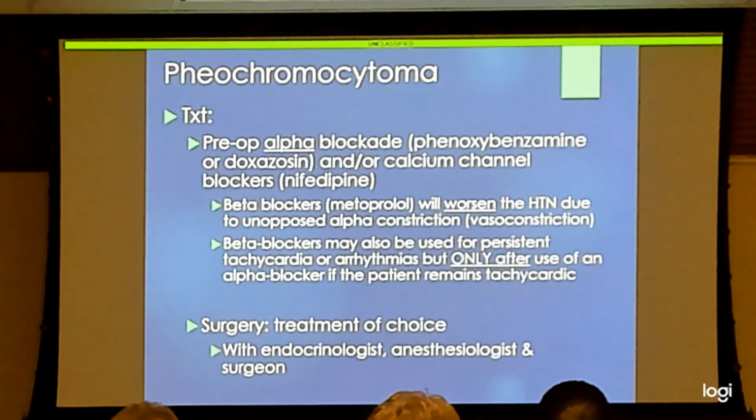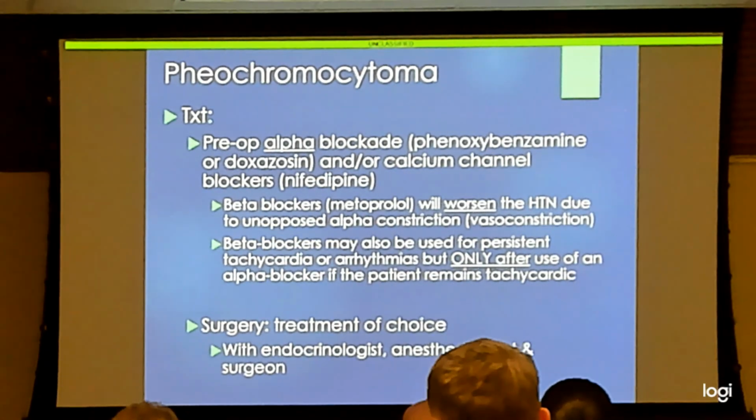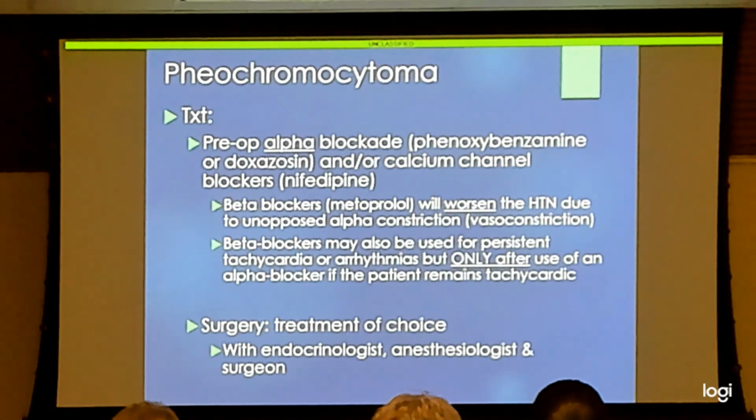Some people figure this out accidentally. So you can use it after you start the alpha blockade, especially with a tachycardia, or if they have an arrhythmia, because that can happen as well, different arrhythmias. But only after the alpha blocker, you have to make sure. So A or C before B. Does that make sense? Or does it confuse the crap out of you guys? Do you learn anything about FEOs in pharm? I'm going to show you.